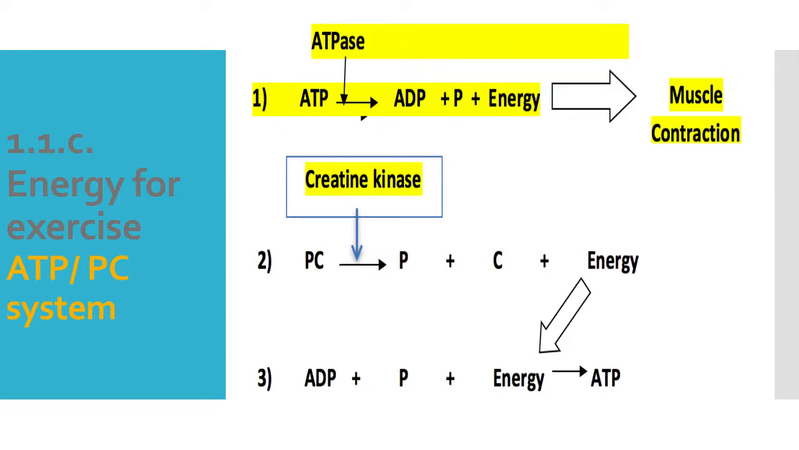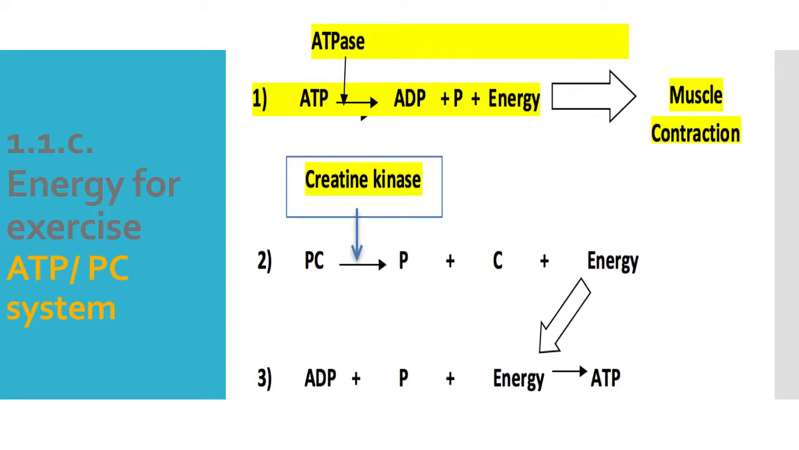So I start to think here that it only lasts 10 seconds, so that's a disadvantage for me. But an advantage is that it's very, very quick resynthesis. Why? Well, because there's no delay for oxygen, because the PC is readily available in the muscles, it's stored there, there's no delay in transporting it. There are very few reactions, so no complex reactions, so again it's quite quick production. In terms of byproducts, there's no harmful byproducts here, everything is just resynthesized.